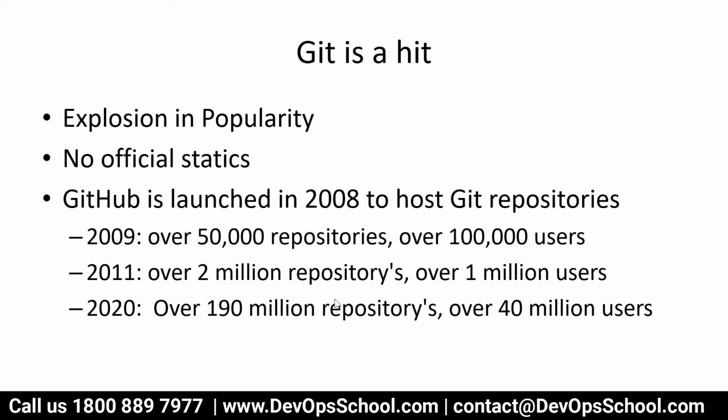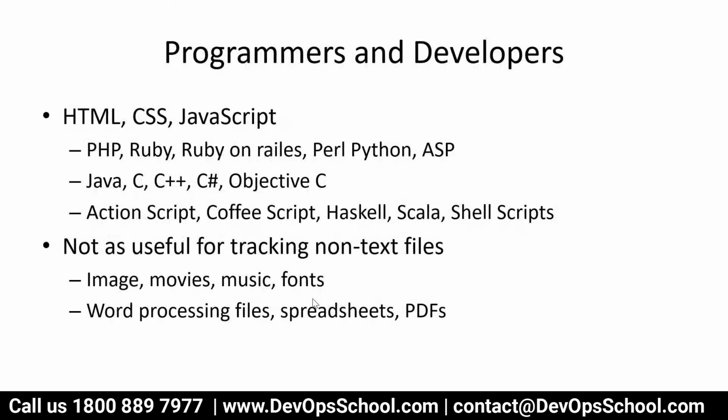So in a simple way, everyone is using Git for versioning their source code. Source code can be anything here. It can be any code like PHP, Ruby, C++, HTML, all those kinds of things.